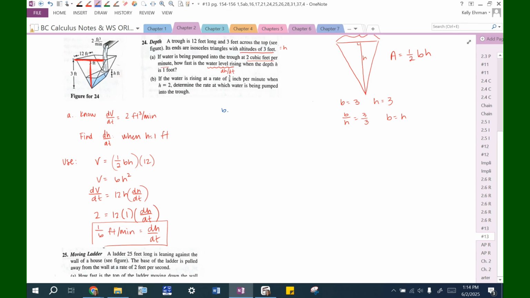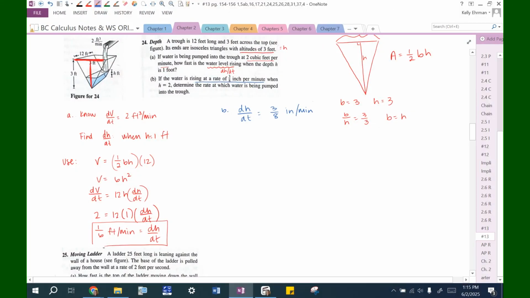Okay, so for part B, if the water is rising at a rate of 3/8 inches per minute. I have to be careful here. Inches per minute. I wonder if I might not have caught that on my answer key. I might not have. Okay, I'm going to point that out now. So this is dH/dt is equal to 3/8 inch per minute.